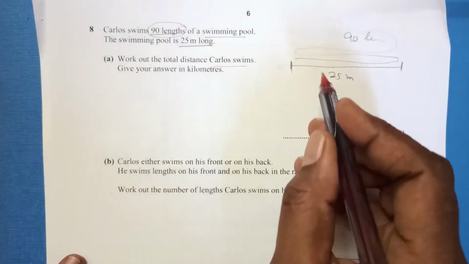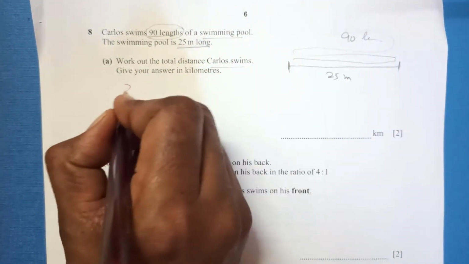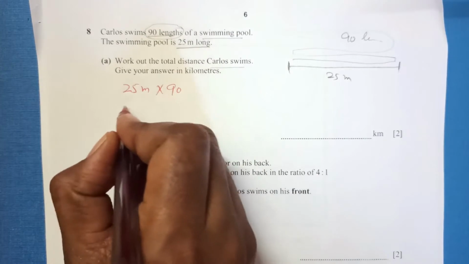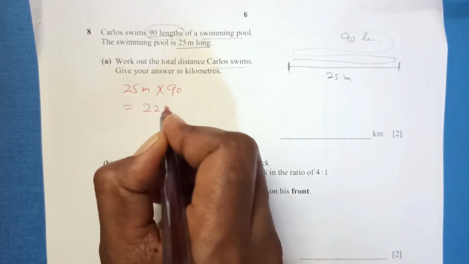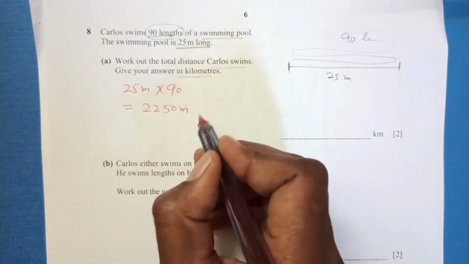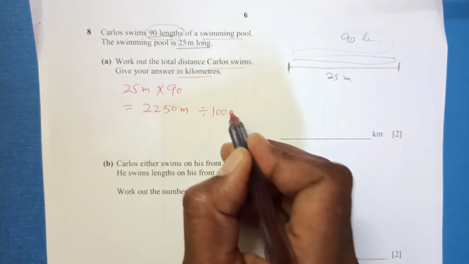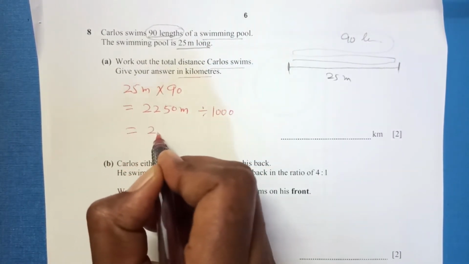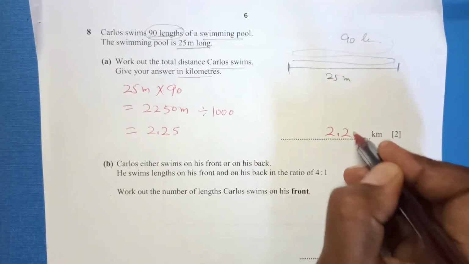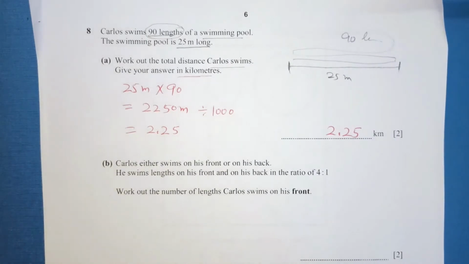So one length he covers 25 meters, and in 90 lengths how much will he cover? When you multiply this, you are going to get 2250 meters, but we need the answer in kilometers. So divide it by 1000. So you will get 2.25. So that's our final answer, 2.25 kilometers.